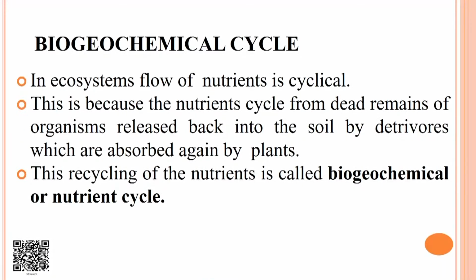यानी जो है वो एक साइकिल में घूमकर वापस उसी फॉर्म में आ जाता है. So in an ecosystem, flow of nutrients is cyclical. This is because nutrients from dead remains of organisms are released back into the soil by detritivores, which are absorbed by the plants. This recycling of nutrients is known as biogeochemical cycle or nutrient cycle.